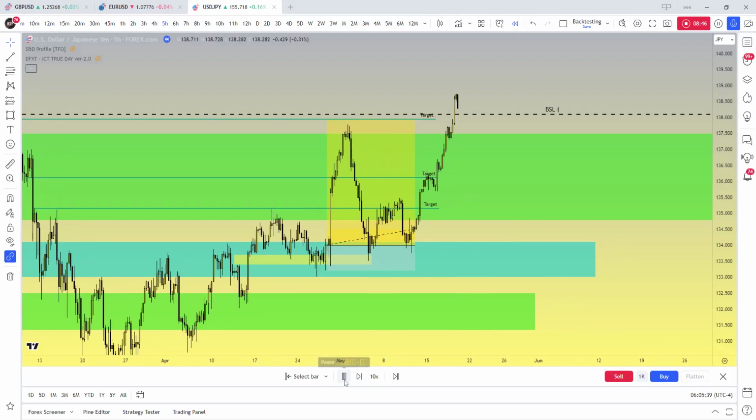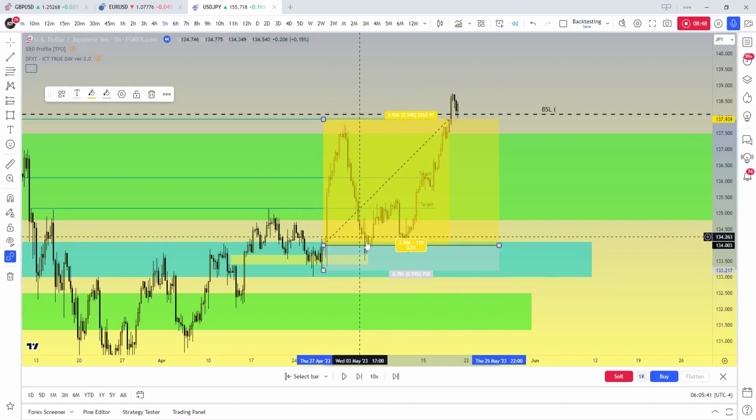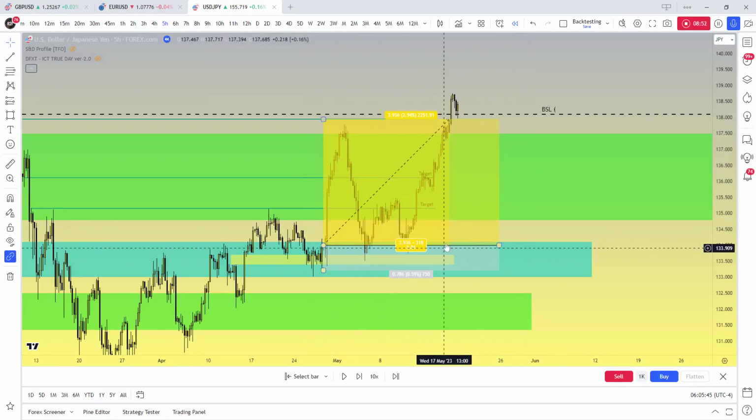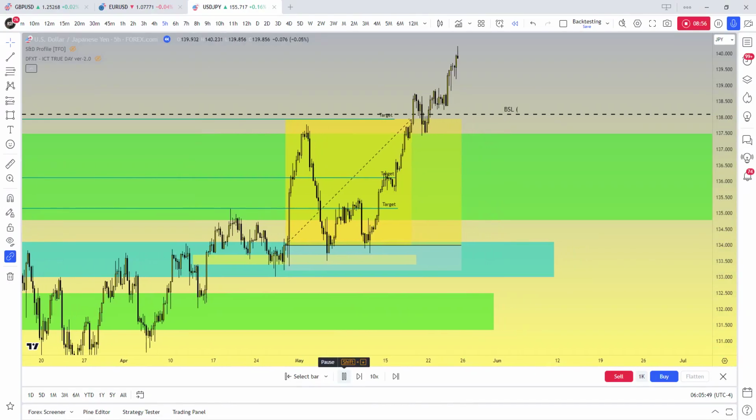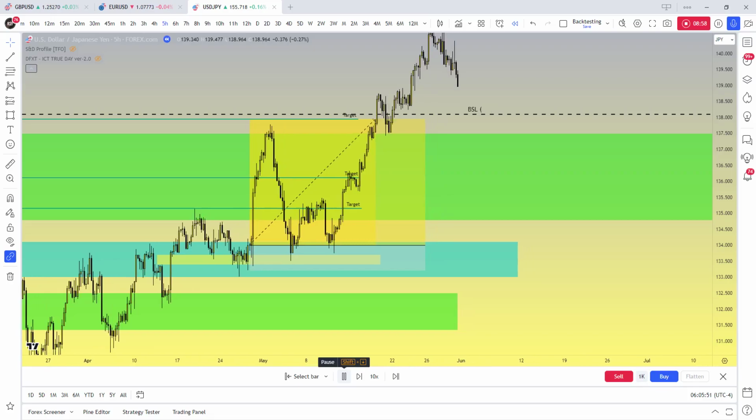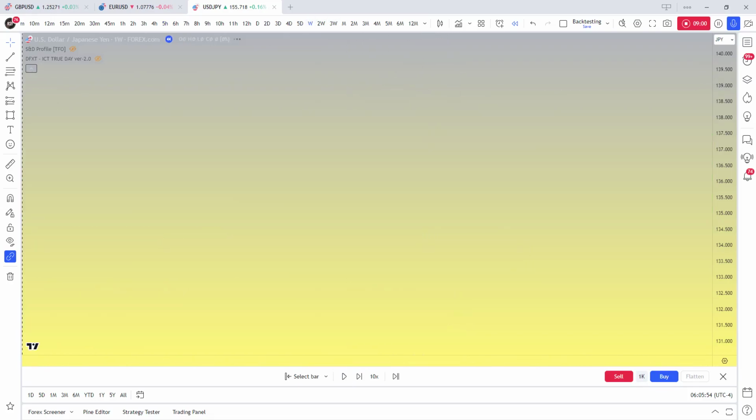Let's just fast forward all the way. All right, so price came all the way down one more time to this daily inefficiency and this weekly inefficiency. I'm going to fast forward a little bit. Okay, let's have a look at the weekly chart.